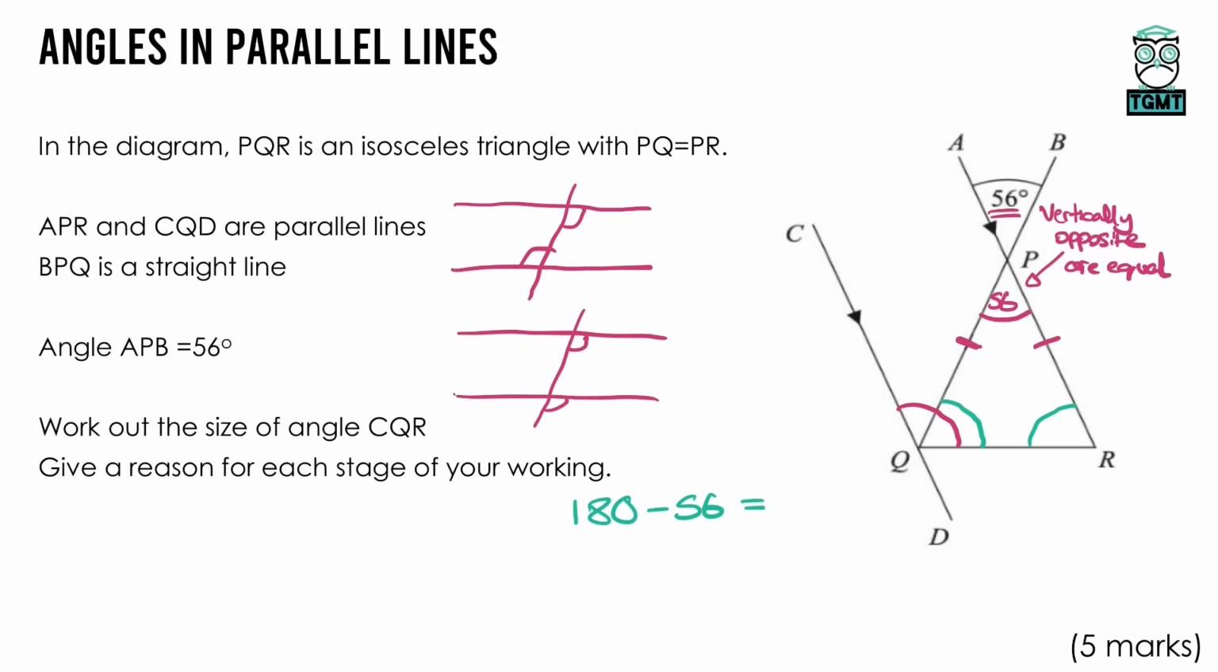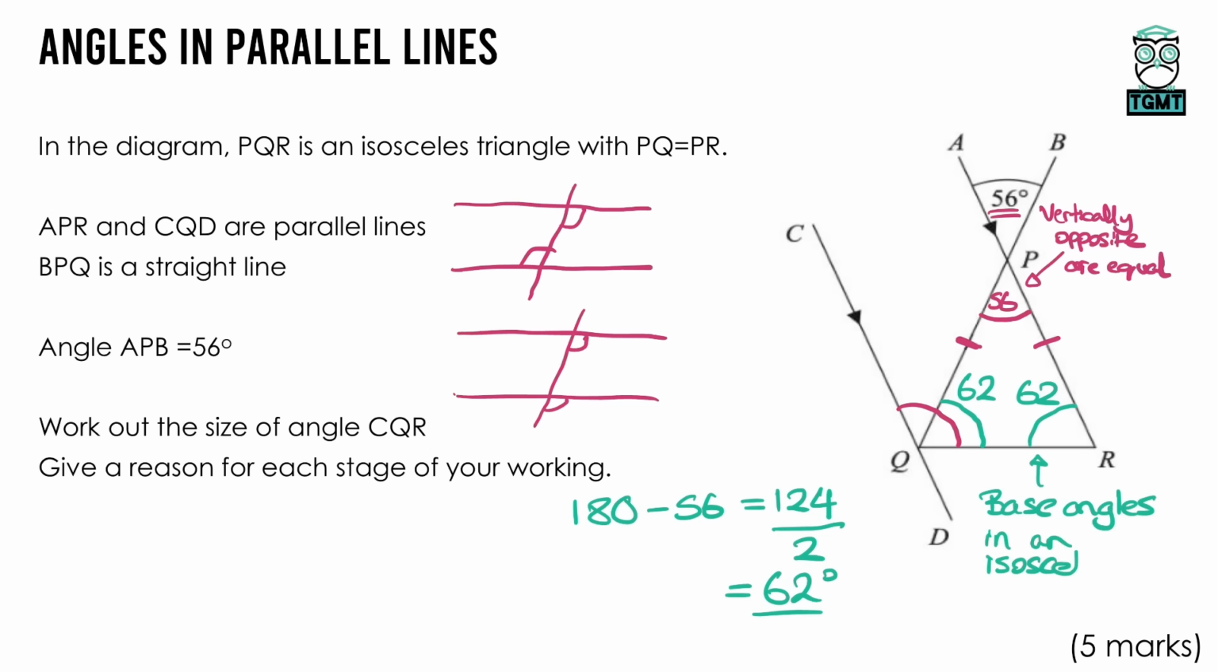So if we take away 56, we end up with 124 degrees left in the triangle. We want to divide that by 2, which is going to give us 62 degrees. So each of these base angles are 62 degrees, and that's part of the angle that we're looking for. We do need to give a reason for this, and the reason was base angles in an isosceles are equal. There we go. Base angles in an isosceles are equal. You could also write somewhere that angles in a triangle add up to 180, but we've given our main reason just there.